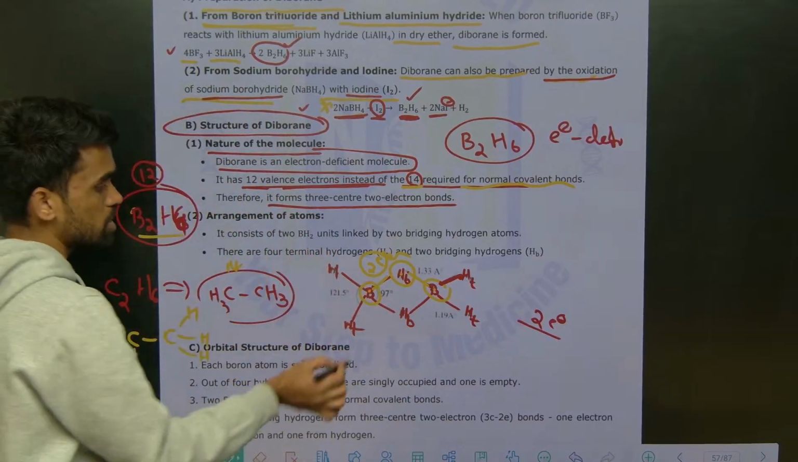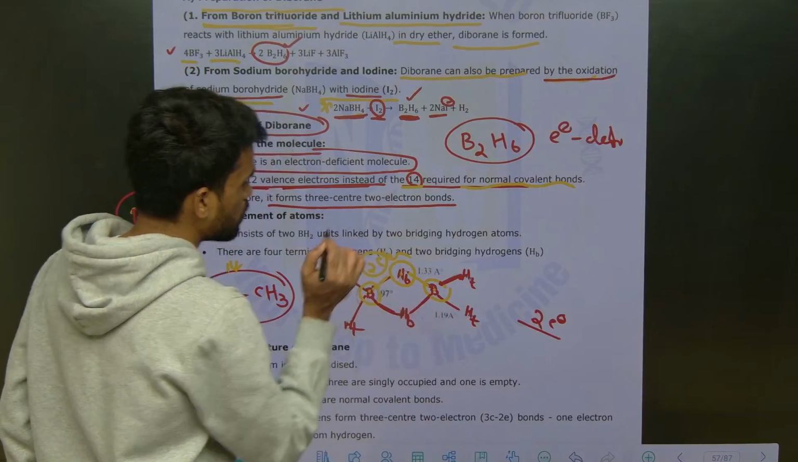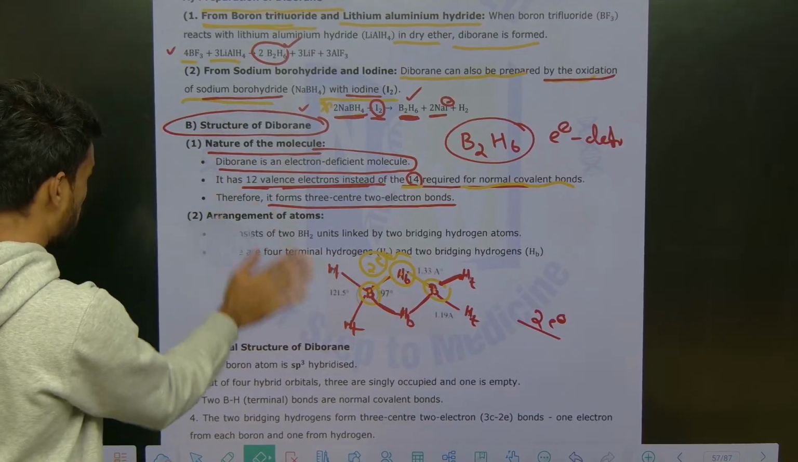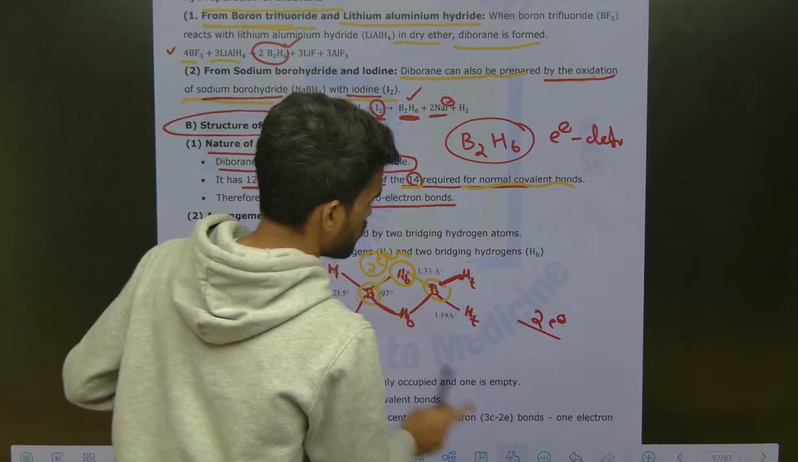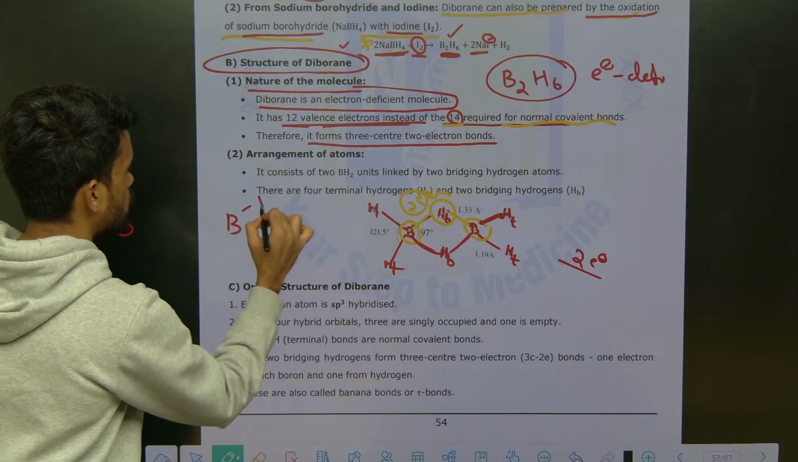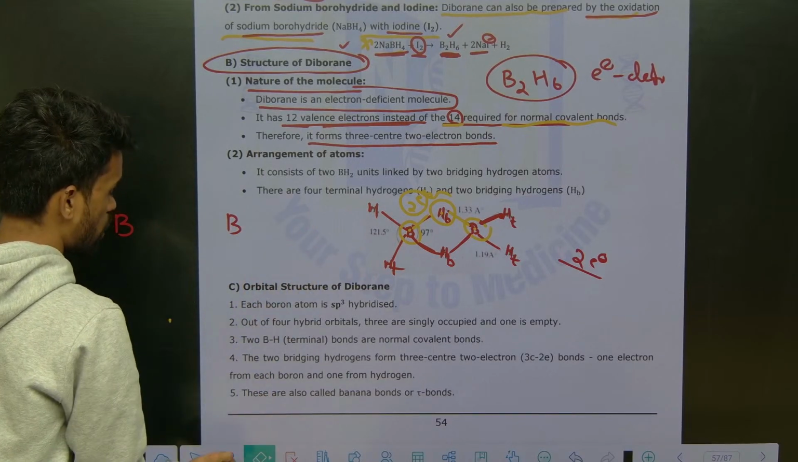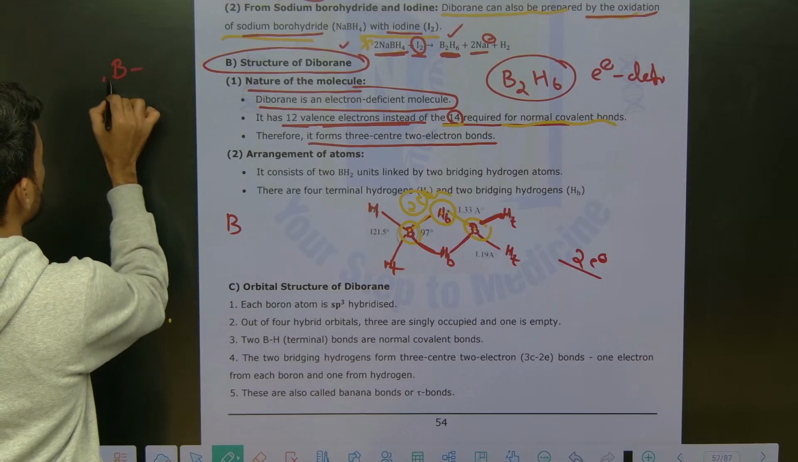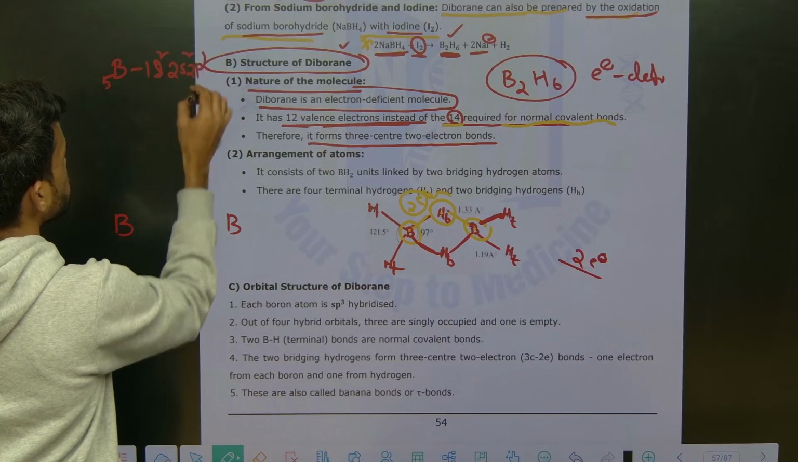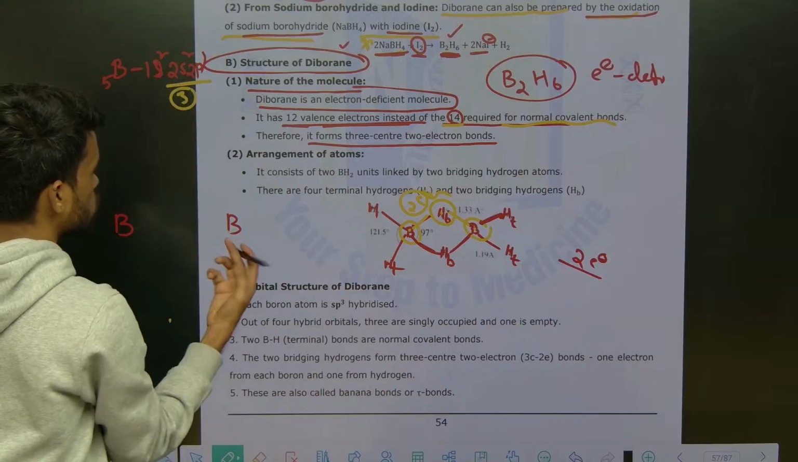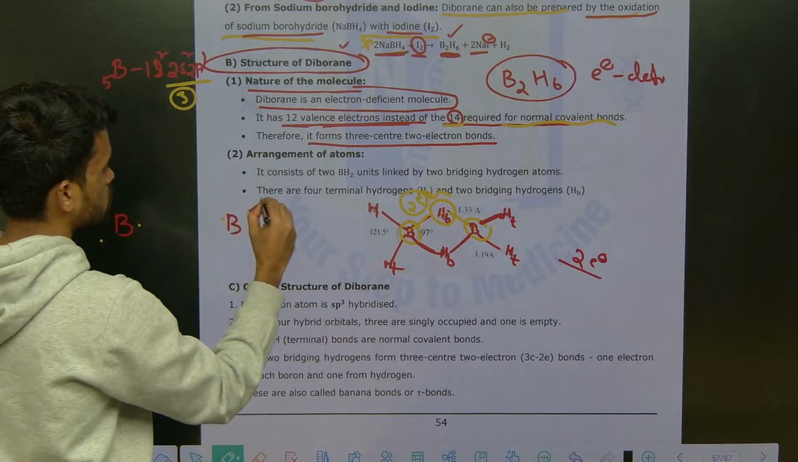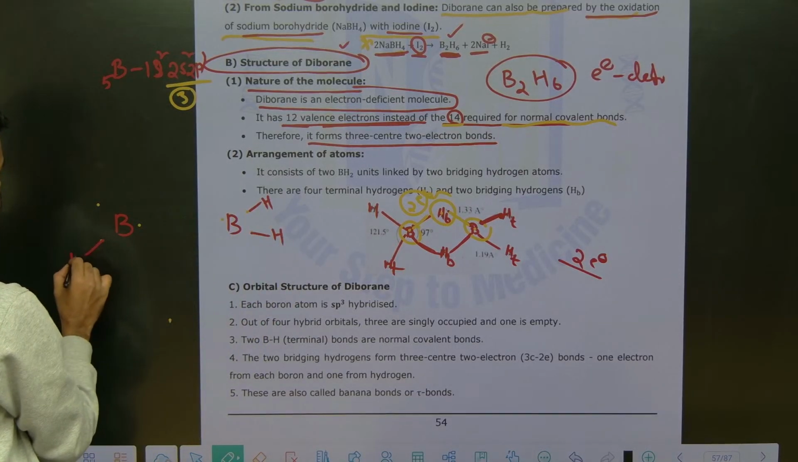Now these bonds are called bridged bonds. Remember, bridged bonds are also called banana bonds, because of the structure. If I want to write the structure, I will write it like this: B, here one more B, hydrogen. How many valence electrons are there in boron? Its atomic number is 5, so the electronic configuration is 1s2, 2s2, 2p1. So valence electrons are 3 on each boron, so you put 3 dots like this. Here also you put 3 dots. Then one hydrogen this side, other hydrogen this side, here also hydrogen, hydrogen.